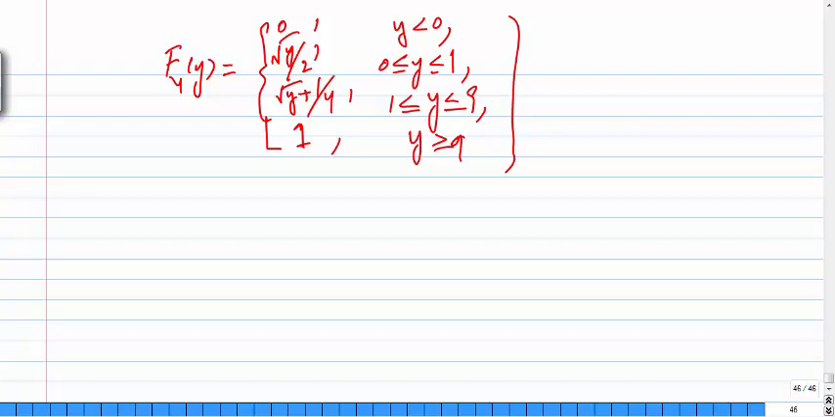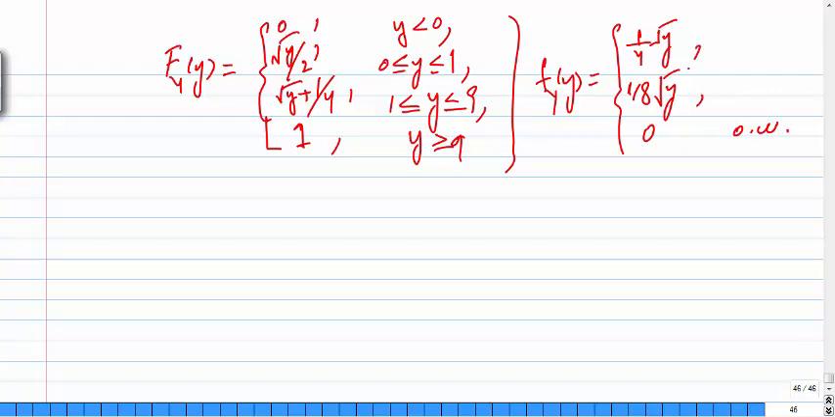Now the PDF is very simple. Take the derivative. For the PDF, if I take the derivative, I come up with 1 by 4 root y, then 1 by 8 root y, and 0 otherwise. So we have to plug in the ranges, that is 0 < y < 1, and then 1 to 9.